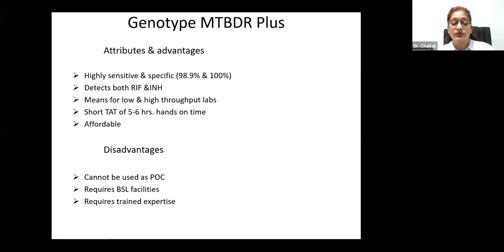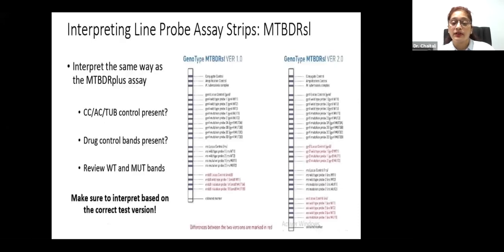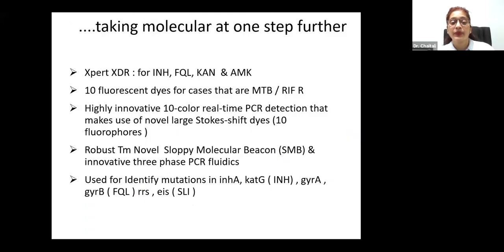Disadvantage, as compared to GeneXpert, it cannot be used for point of care testing. It requires a biosafety cabinet and trained personnel. Again, for interpretation, you require a technician who is well trained in this, where we have to check all the bands which are present. Then you have to match the intensity of the band when it comes to the wild type or mutant band. Then we have to make sure which test version we are using.